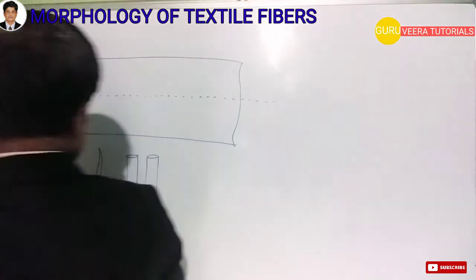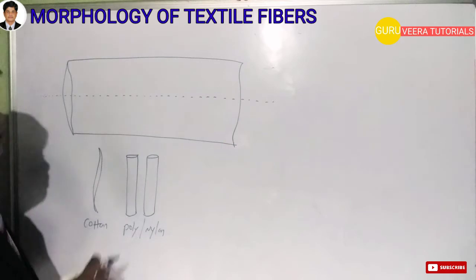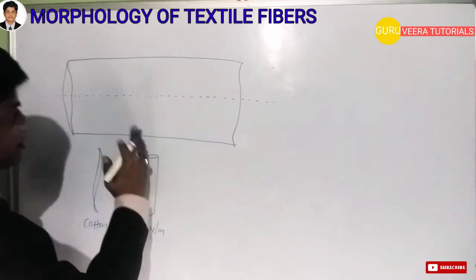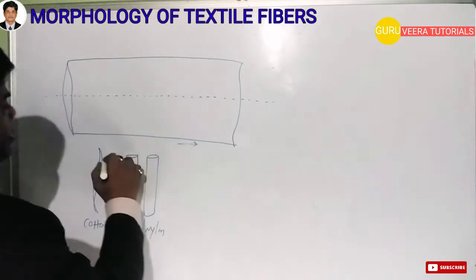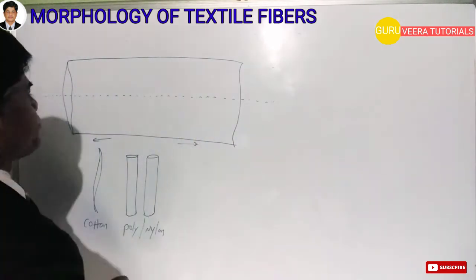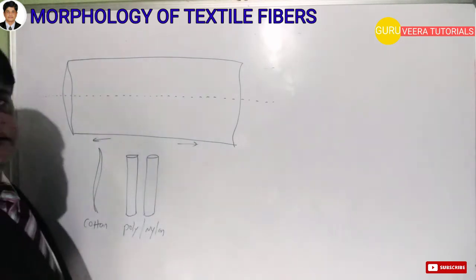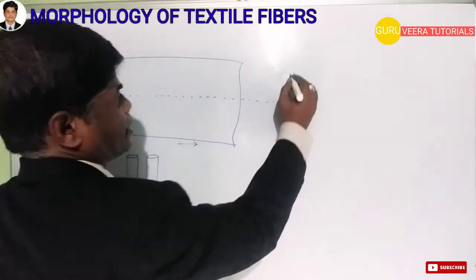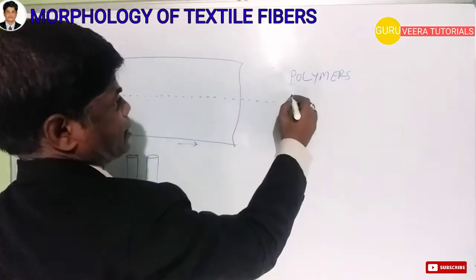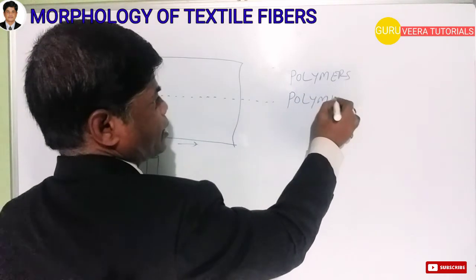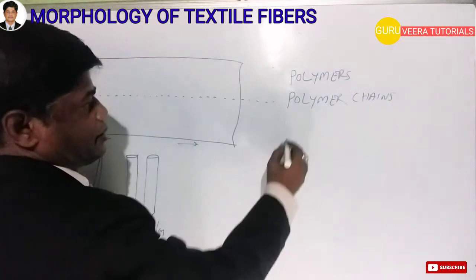Okay, see that I will take. Just I am coming here. I will come back. Here morphology is there. In the morphology, if I keep this fiber horizontally in this way, you think this is the direction of the fiber. Okay, this is the axis of the fiber. Here inside the fiber there are polymers. Polymers, I am writing here. Polymer chains are there. Okay, crystalline region is there.